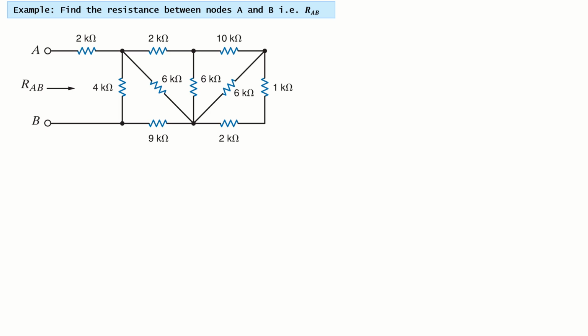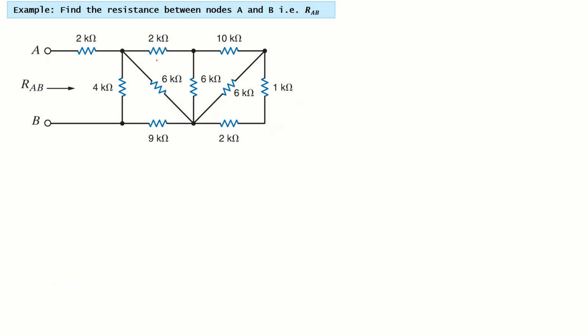So let's try to find the resistance between node A and B. We have a circuit and we want to find the resistance if we see the circuit from this side. The rule is, whenever you want to find the equivalent resistance between two terminals of any circuit, always start from the end of the circuit. The end of the circuit is this, so we will start from this end.